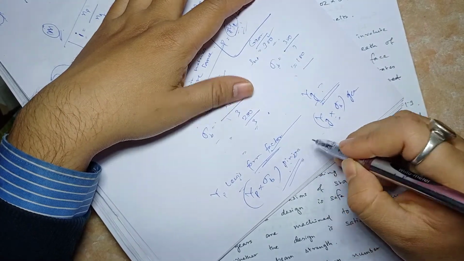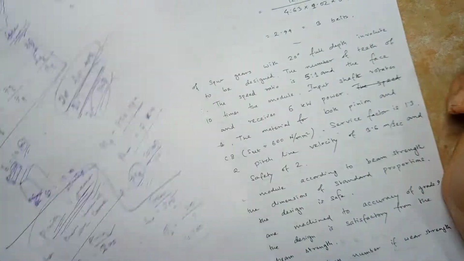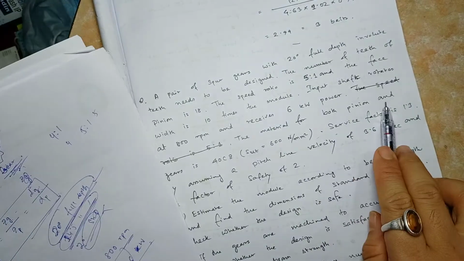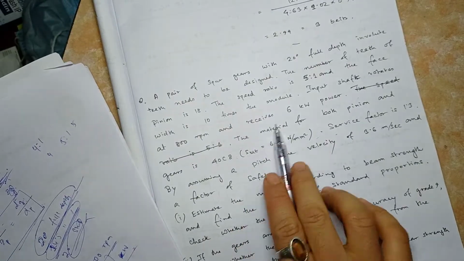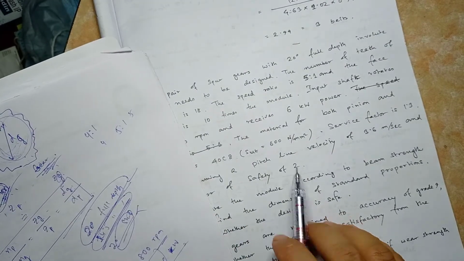So this is the case when their materials are different. But I normally prefer to give the same material so that you don't get confused. So you have to design the pinion if their materials are the same. This information is required only when you cannot decide which one is weaker.